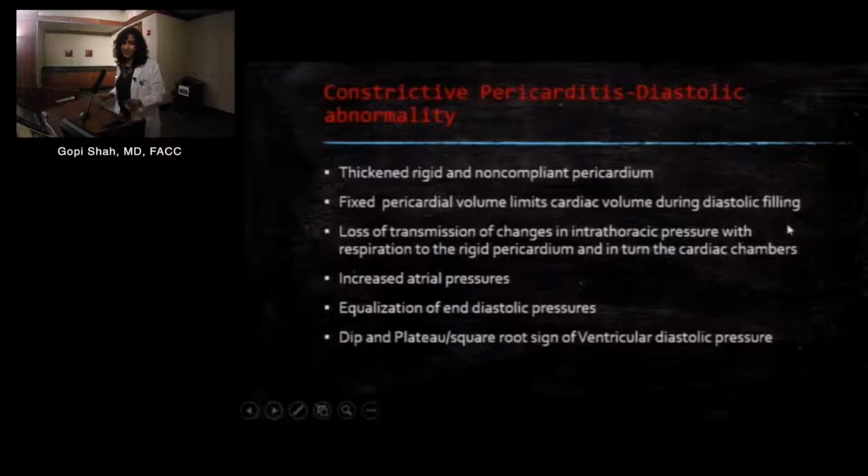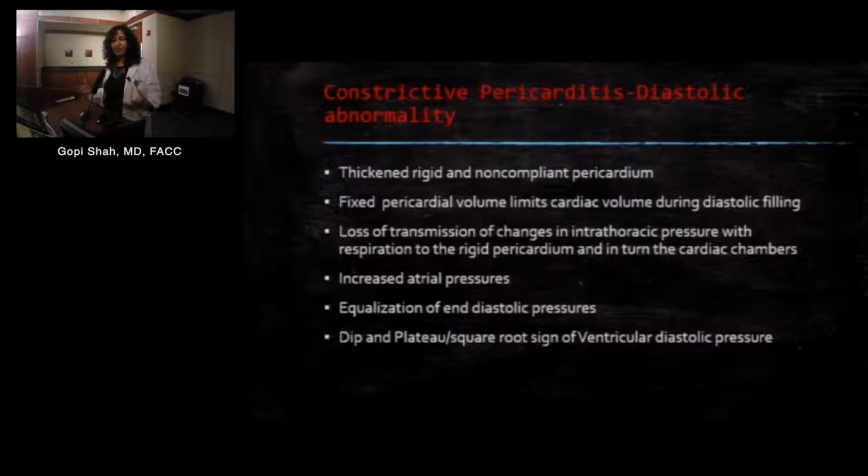And now moving on to constriction. Constrictive pericarditis is a thickening of the pericardium that restricts the filling. So you have a thickened rigid pericardium, you have fixed pericardial volume. There is loss of the transmission of the changes in the intrathoracic pressure with respiration to the rigid pericardium and in turn to cardiac chambers, that gives the pathognomonic respiratory variations that we see on both echo and on cardiac MRI. We know the increased atrial equalization of end-diastolic pressures, the dip and plateau from cath.